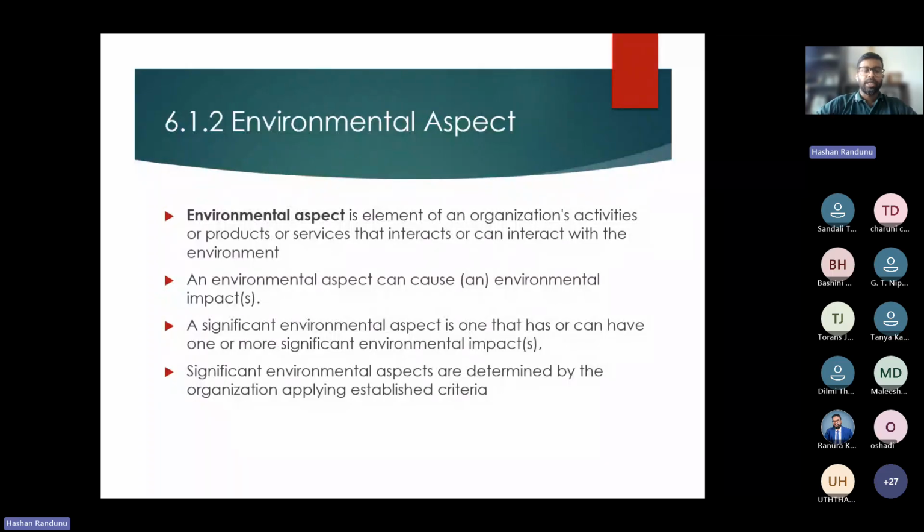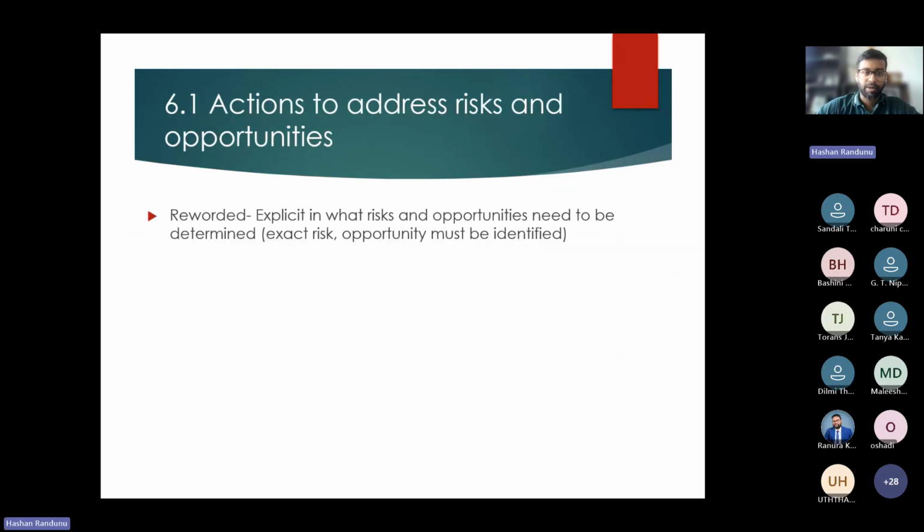Right. Clause number 6 is dedicated to the planning part of the PDCA cycle. In clause number 6.1, which I think Prasita had already covered, actions to address risks and opportunities, we try to identify the risks and opportunities, and we try to address them by planning actions to minimize the impact of the risks and to capitalize on the opportunities that we have identified.